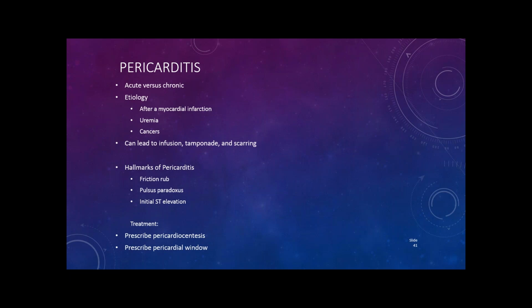Now, the hallmarks of pericarditis, of course, the first one is friction rub. And then, of course, pulsus paradoxus, and then initial ST elevations. If there's anything that you don't recall about those, please refresh your memory on them because that's information you will be needing to use. So treatment, well, a pericardiocentesis is where they actually go in and tap the pericardial sac and drain it.